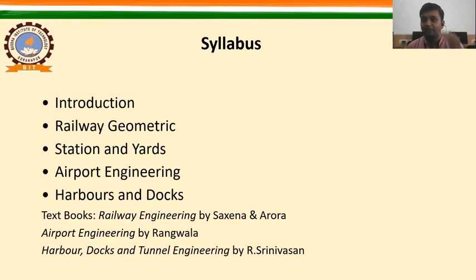When we talk about the syllabus, it goes like this: the introduction part, then the second module will be railway geometric design, the third module will be about stations and yards, the fourth module will be about airport engineering, and the fifth module will be about harbor and docks engineering.